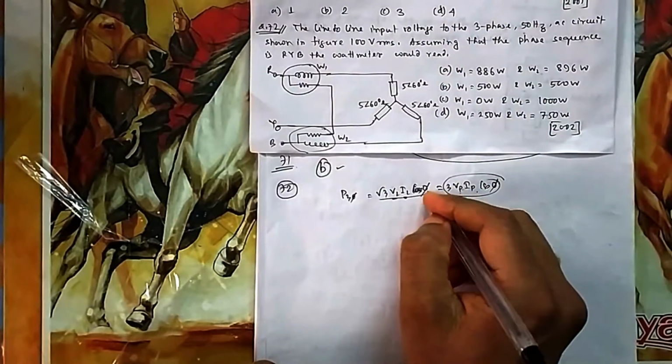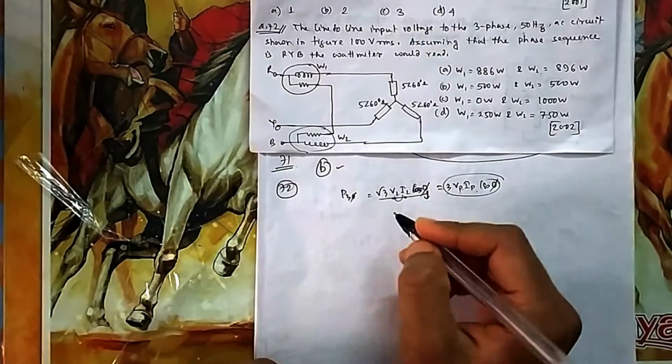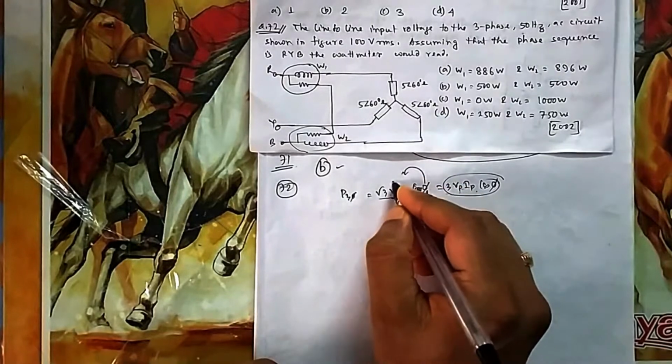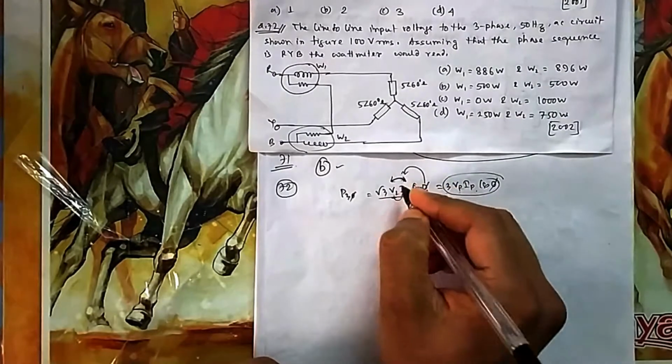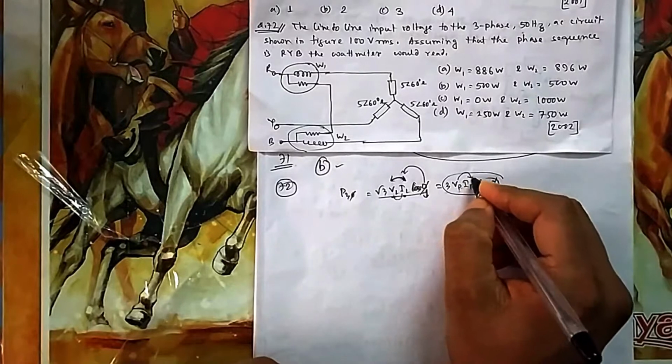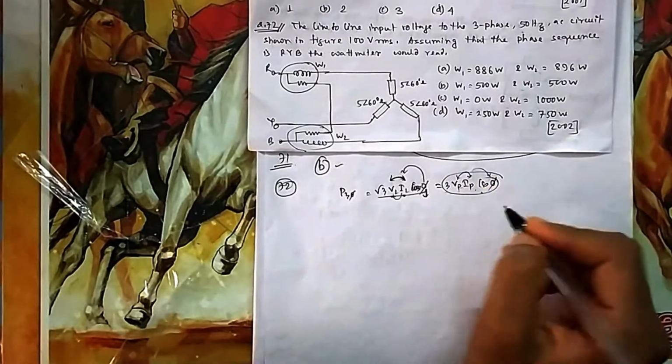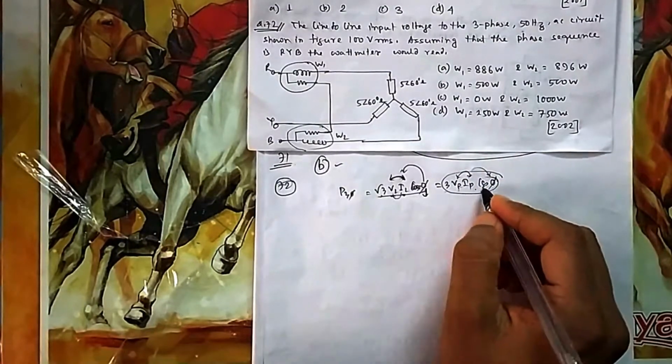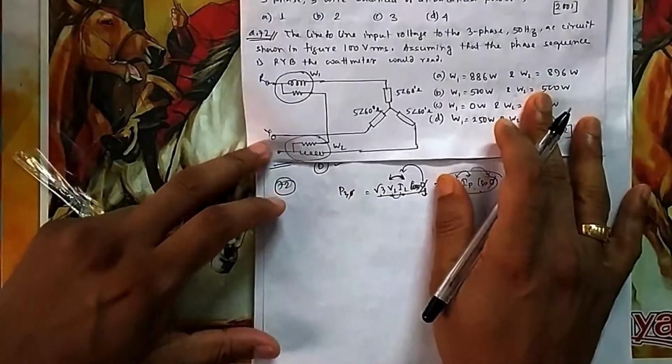But if I say root 3 VL IL cos phi, what is this phi? Is this the angle between VL and IL? A very important misconception: it is not between these two. This is the angle between VP and IP. That remains the same, the original formula. This changes, but this remains the same. So you have to be careful about that.